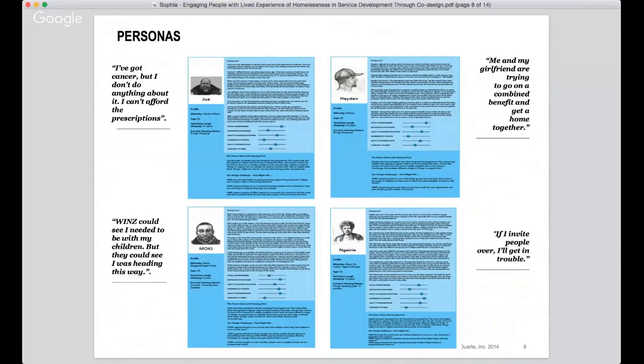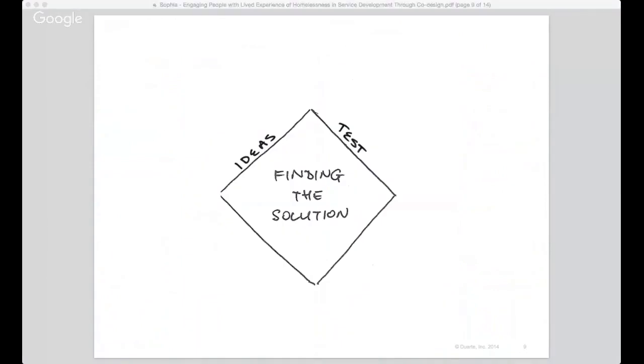Next slide. And then the second part of that double diamond is finding the solution. So the first part is understanding the problem. The second part is finding the solution. And there are 2 parts in this, the ideas and testing. And again, it's an amazing opportunity to bring more people into the process. So next slide.